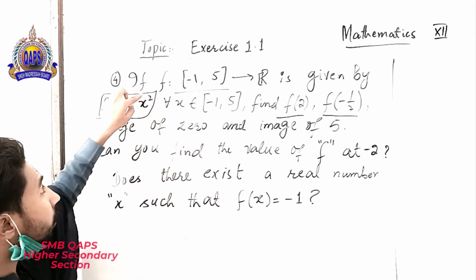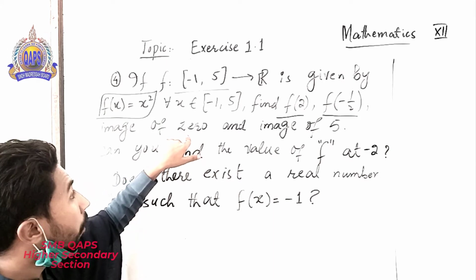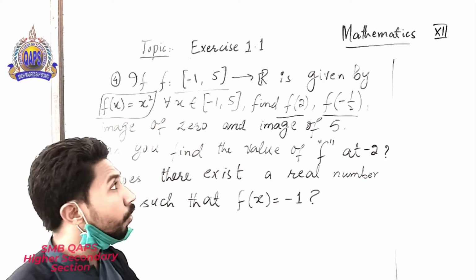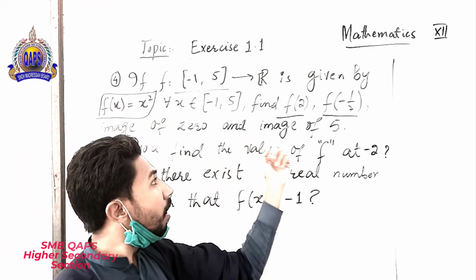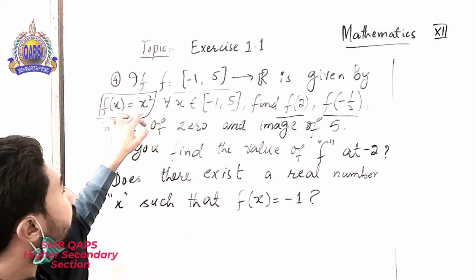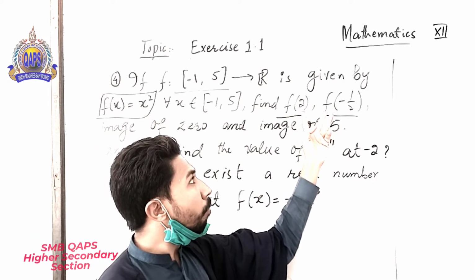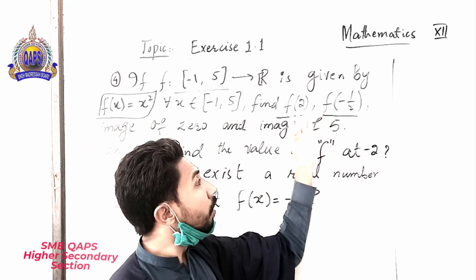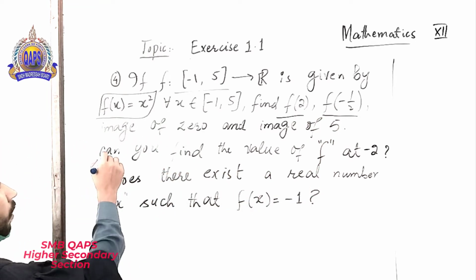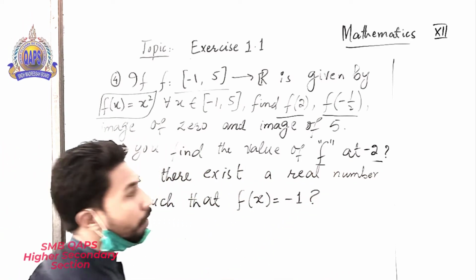The function gives the image of 0, and what will be the input? Number second, and the image of 5 is what? So these are the basic terms, and these represent the domain of x, the domain of the given set. The second main point is, can you find the value of f of minus 2?